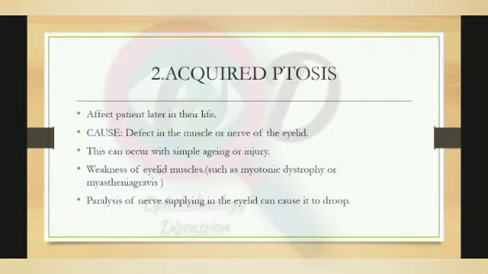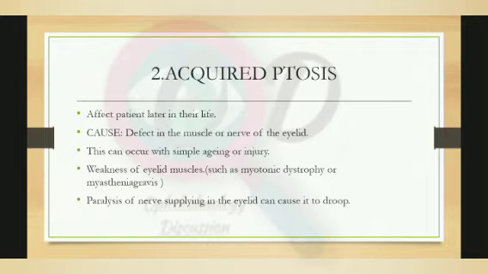Now acquired ptosis. Acquired ptosis affects the patient later in their life. As we all know, it may be due to aging, injury, or trauma. So these are the things seen with acquired ptosis. The cause is a defect in the muscle or nerve of the eyelid. Due to injury, trauma, or aging, there is weakness in the muscle, a defect in the muscle, or paralysis of the nerve supply of the eyelid. So this can occur with simple aging or injury, as I have told you.